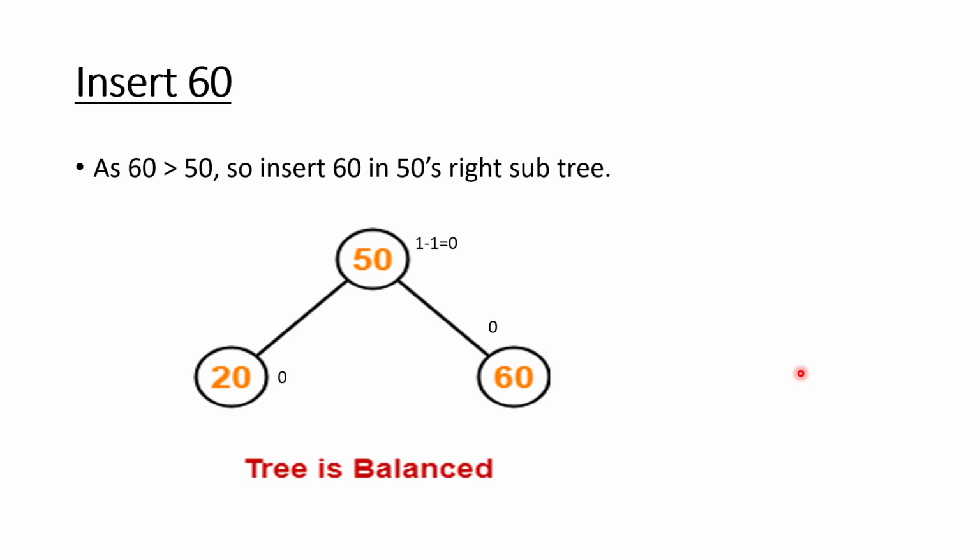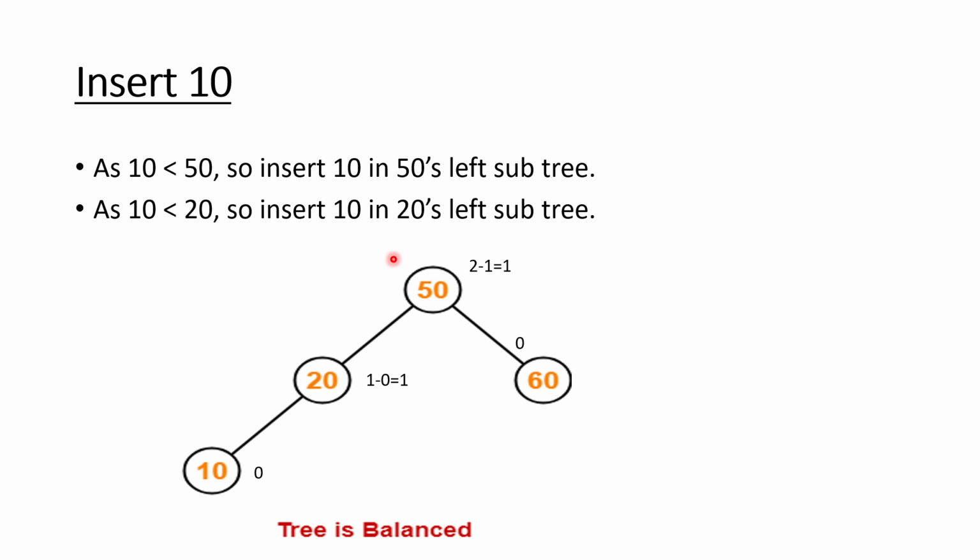Insert 60. 60 is bigger than the root node value 50. 50 is smaller, 60 is bigger, so it should be on the right side of 50. There is no node on the right side of 50, so a node is created that becomes the right child of 50. Compute balance factor. Balance factor of 20 is 0. Balance factor of 60 is 0. Balance factor of 50 is left subtree height minus right subtree height, 1 minus 1, that is 0. Tree is balanced. No node has violated; the values are 0, 1 and minus 1.